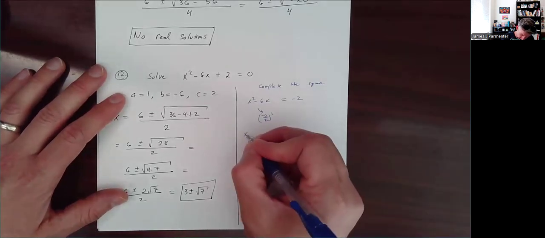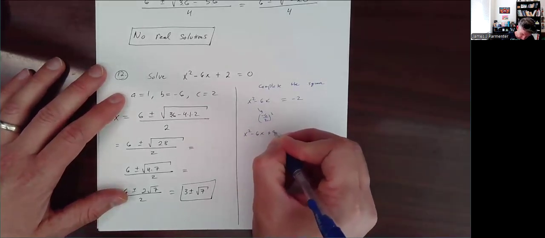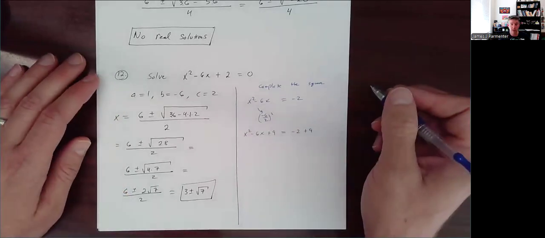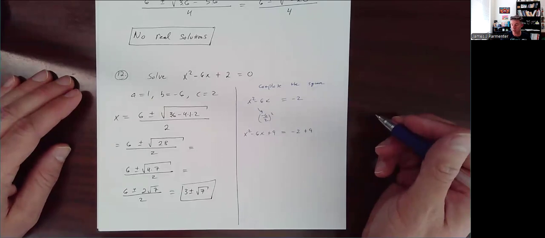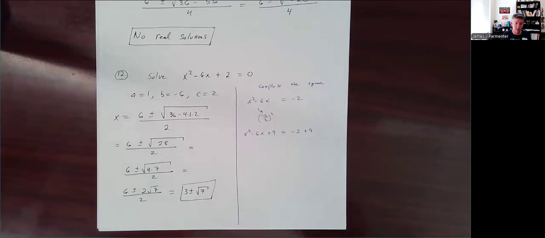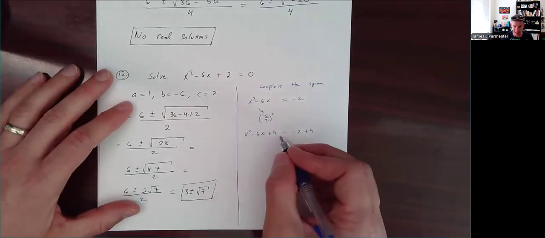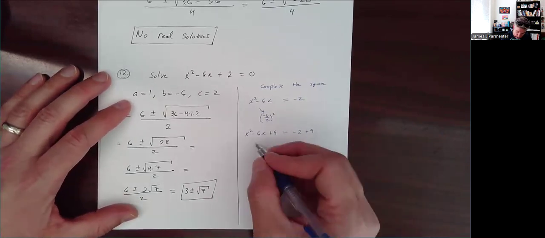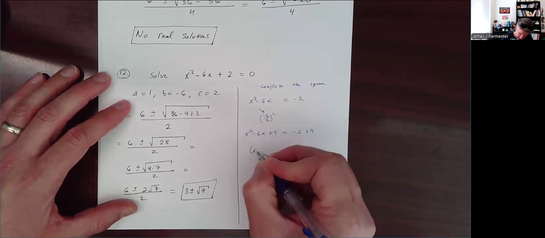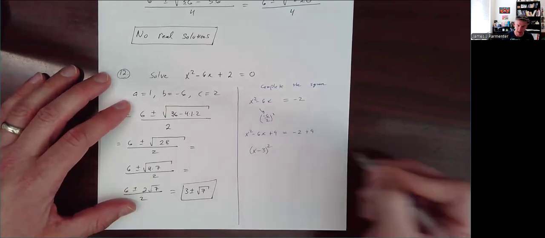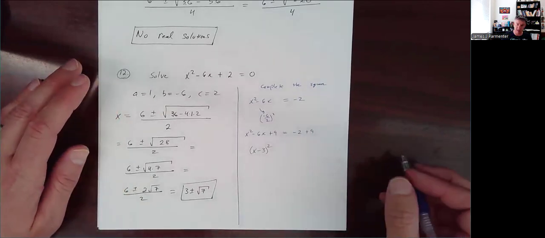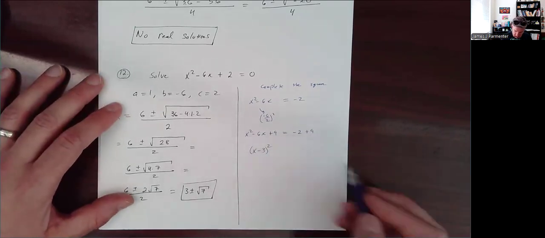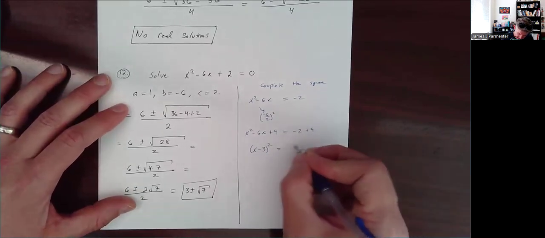So we're going to have x squared minus 6x plus 9 equal to -2 plus 9. We didn't change anything. We just added 9 to both sides. The equation is still the same equation. But the point of doing that is that now the left side is some quantity squared. We can rewrite this as x minus 3 quantity squared, because it's x minus 3 times x minus 3, which is x squared minus 6x plus 9, which is exactly that, equal to -2 plus 9, which is 7.